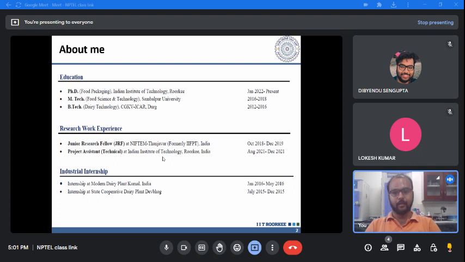After that, I did a job in NIPTAM Tanjavur as a junior research fellow from October 2018 to December 2019. Then I joined as a project assistant at this present institute, Indian Institute of Technology, Roorkee, paper technology, under the guidance of Professor Kirtiraj K. Gaikwad. Then in January 2022, I joined as a PhD scholar in the same department. Apart from that, I have done some internship or project exposure during my BTech in plant, work experience, you can say.